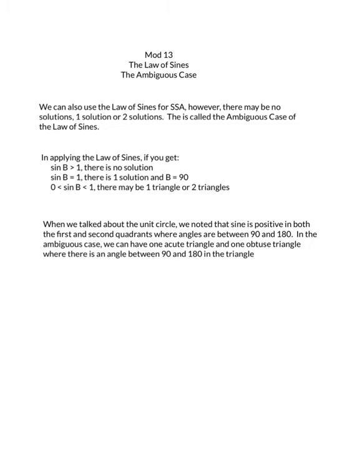If you think back to the unit circle, we talked about that the sine will be positive in the first and second quadrants because the y is positive there. In the second quadrant, the angles are between 90 and 180 degrees. We can have angles like that in a triangle. So, in the ambiguous case, if you have two triangles, we can have one acute triangle and one obtuse triangle, where there is an angle between 90 and 180 degrees in the triangle.